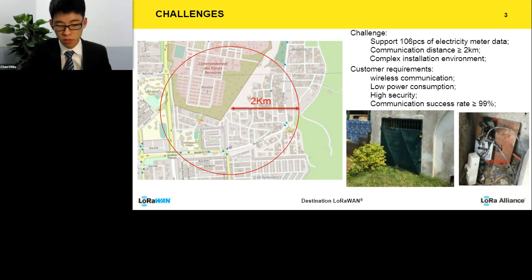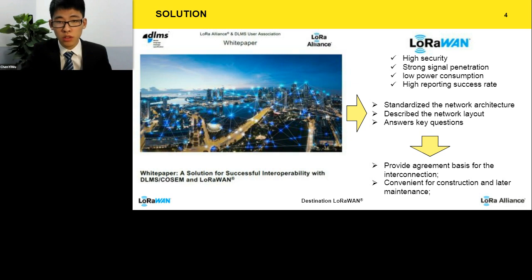After comparing multiple schemes, we came to the following solution. With LoRaWAN's high security, strong signal penetration, low power consumption, and high reporting success rate, Kaifa built the LoRaWAN IoT network to solve this project. This IoT network is based on the white paper officially launched by the LoRaWAN Alliance and DLMS. The white paper standardized the network architecture, described the network layer, and answered the key questions, which helps us build this network, and it provides a practical basis for the interconnection and interoperability of LoRaWAN products of various manufacturers in the later period, and also facilitates network construction and maintenance.